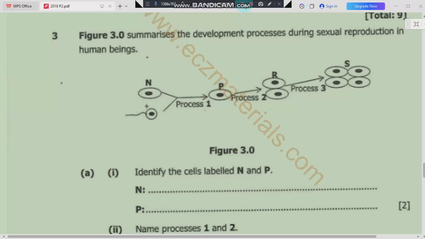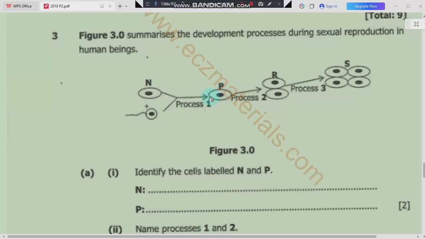Alright, having done that question on the alimentary canal, now I want us to focus on this question falling under sexual reproduction in human beings. The question says figure 3.0 summarizes the development process during sexual reproduction in human beings. So we have this N, and we also have this other sex cell, and the two are coming together in this process to form this one.